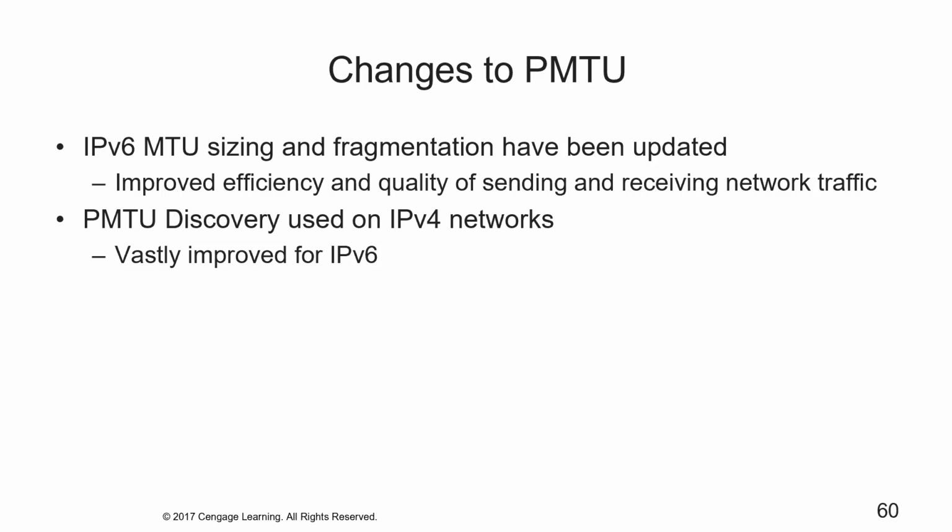So changes to PMTU in IPv6, MTU sizing and fragmentation were updated to improve efficiency and quality of sending and receiving network traffic. So one way this was achieved was by setting the default MTU for packets to 1,280 bytes. Another method was to eliminate fragmentation of packets once they've been sent from the source node. So IPv6 routers are unable to fragment packets in transit. If a packet needs to be fragmented in order to be delivered to the destination, the source node has to perform that fragmentation.